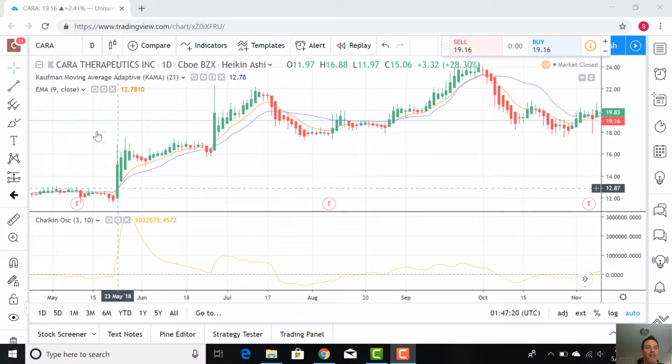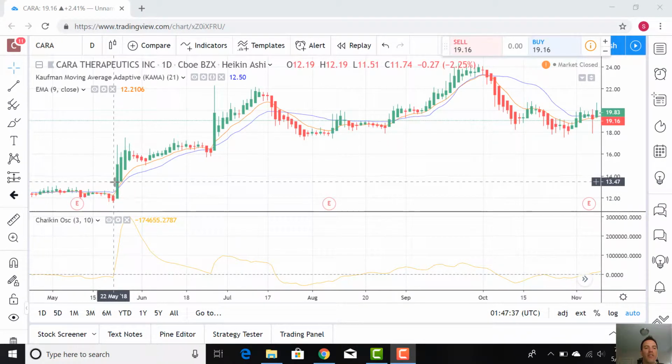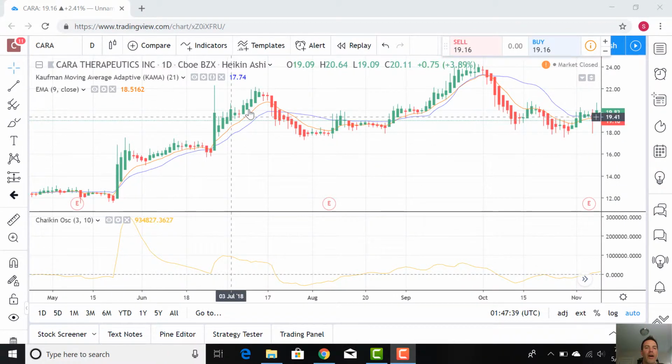We get a cross. The Kaufman is crossing the EMA. You'll see the blue line cross from above to below this orange line. So our actual trend is confirmed. We get the buy signal here. We get a confirmed buy signal from these moving averages. And look what happens to price. Wow, all the way up.